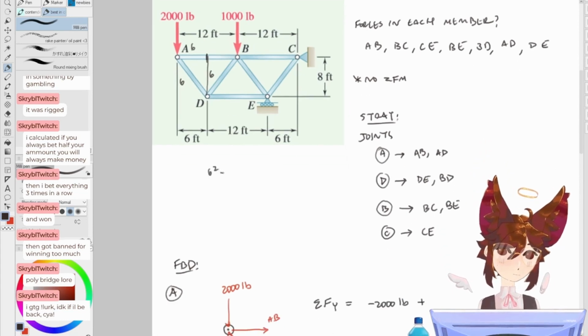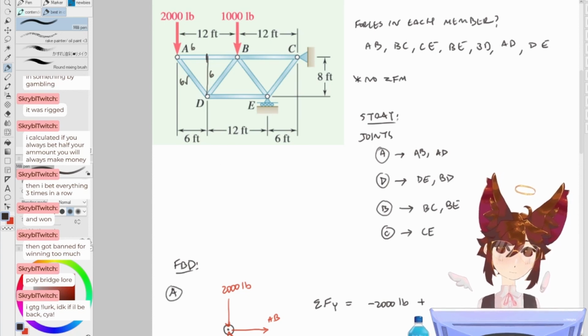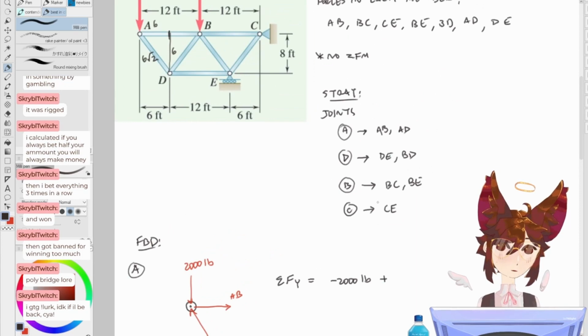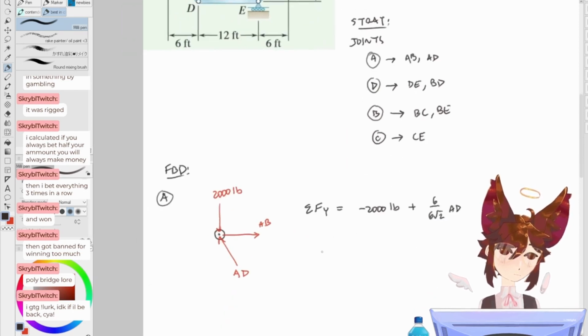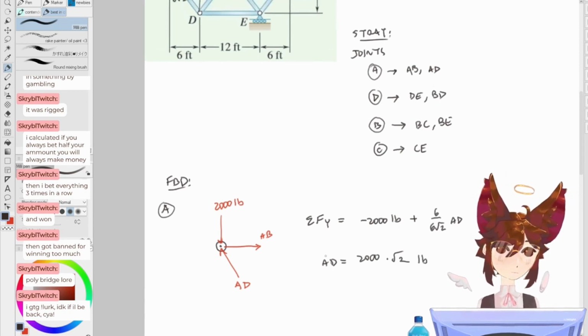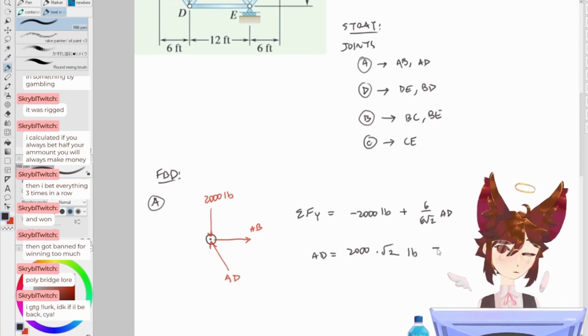Let's see. 2 squared equals h. 6 root 2, yeah. Alright, so 6 over 6 root 2 times DA, or AD, equals 2000 times root 2. I'll leave it like that, just in case. And that one is pushing, so it's going to be pulling. So that's going to be tension.